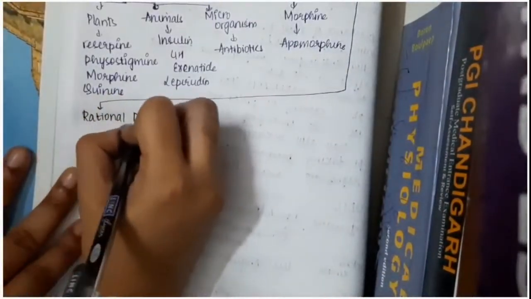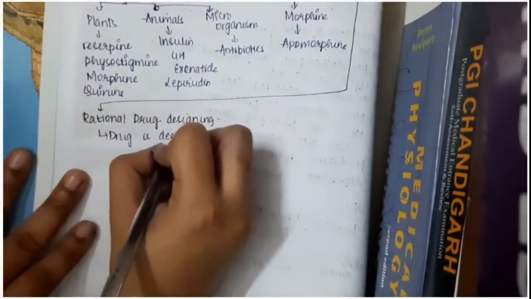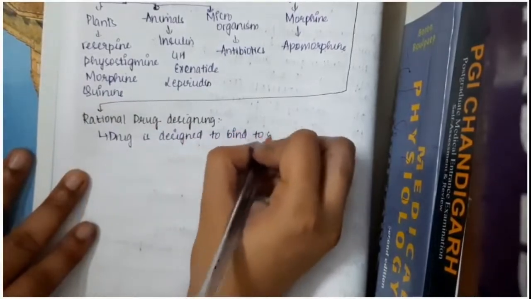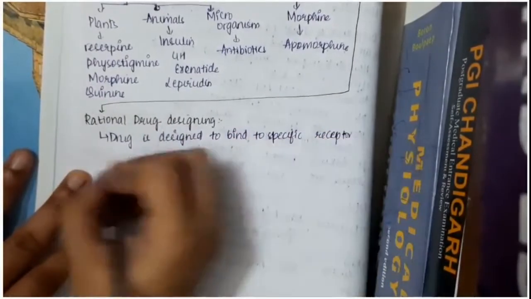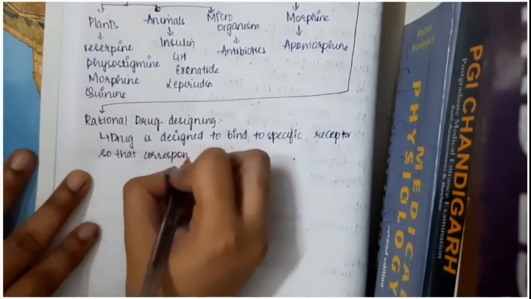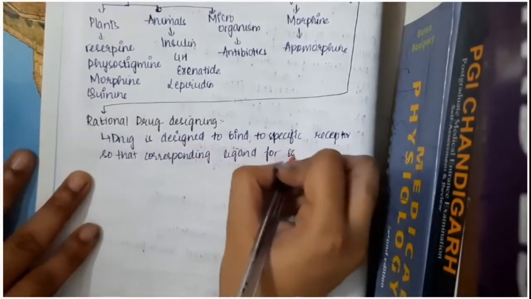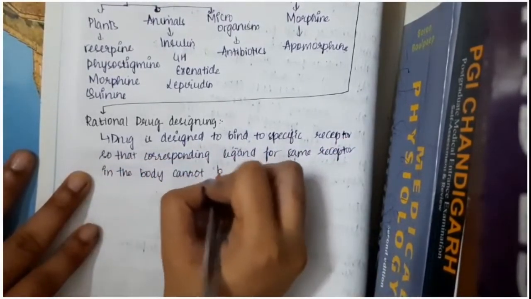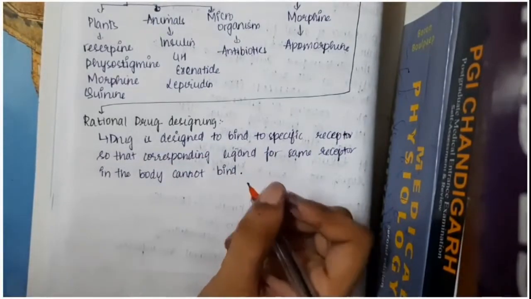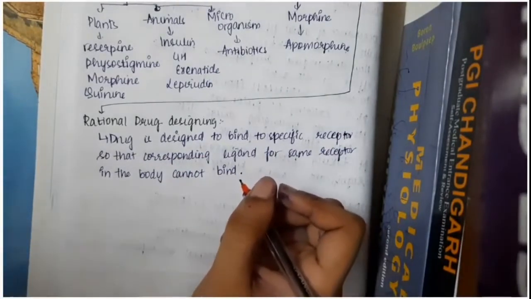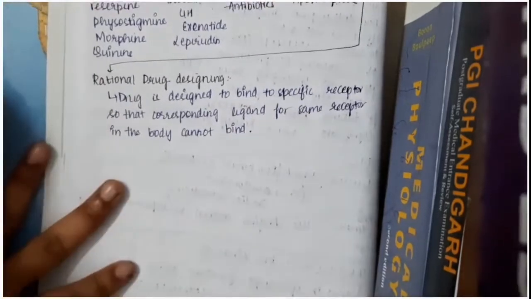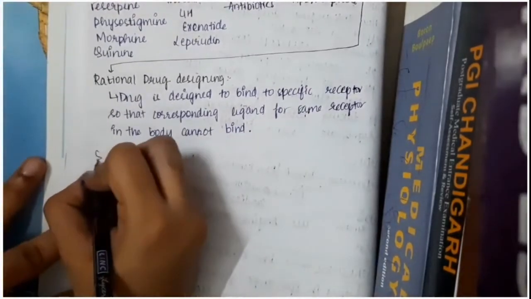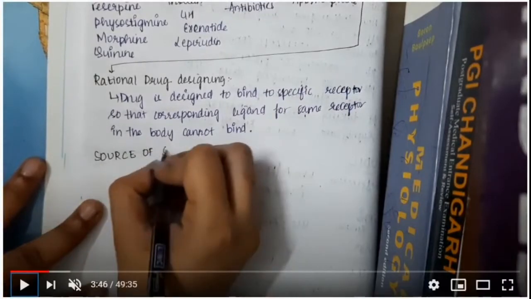In synthetic drugs, we have to learn about rational drug designing. That is, the drug is designed in such a way that it binds to a specific receptor, so that the corresponding ligand for that receptor in the body cannot bind. Only the drug will bind. For example, ACE inhibitors will bind to the ACE enzyme and inhibit it, and won't let angiotensin 1 or 2 bind to it. Right?